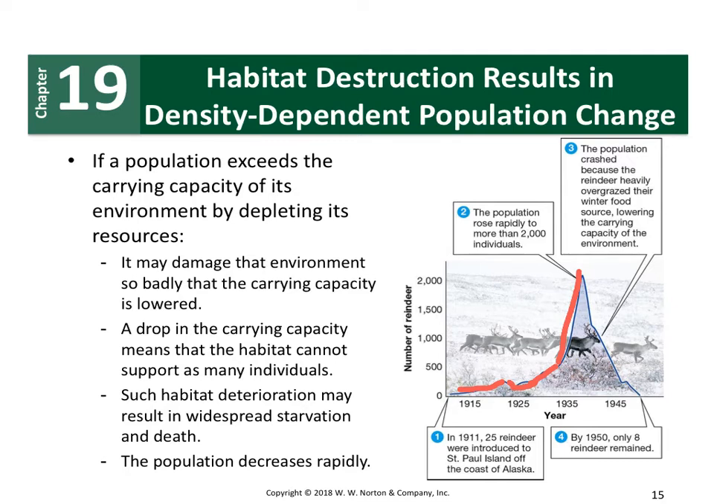The population crashed because the reindeer, at 2,000, ate up everything, overgrazed the winter food source, lowering the carrying capacity. So let's say the original carrying capacity was right here. Okay, they overshot that during the summertime.